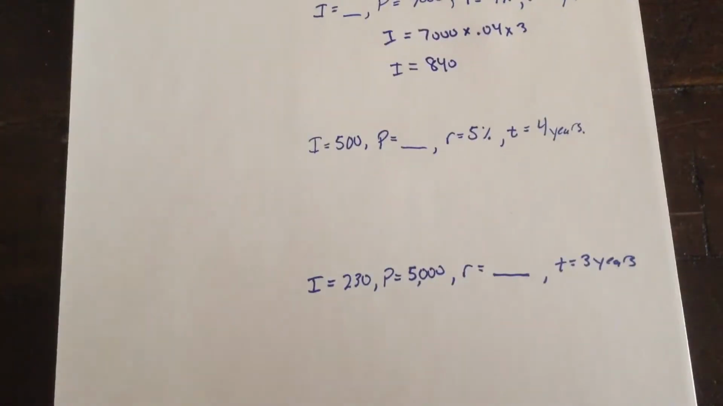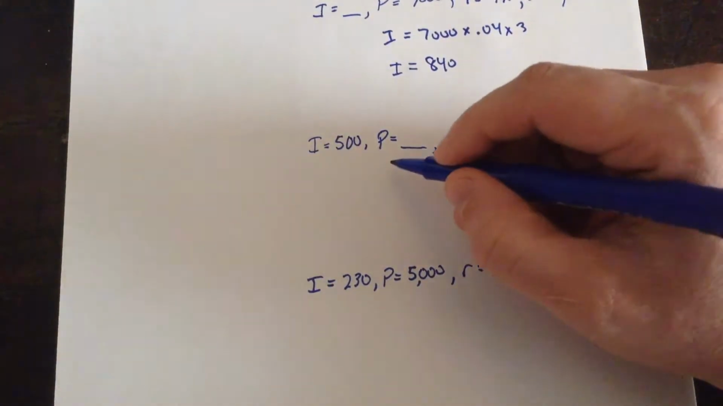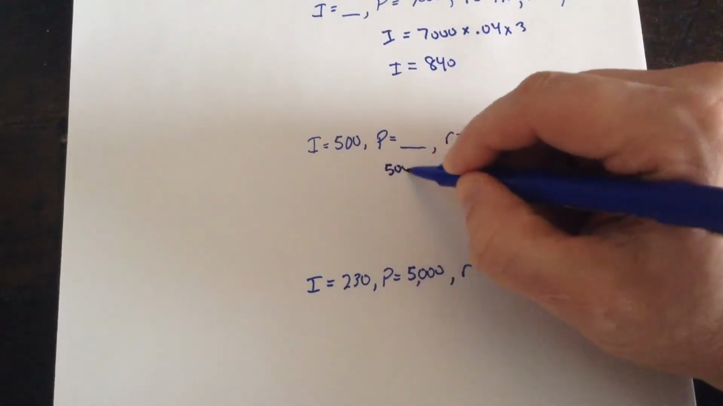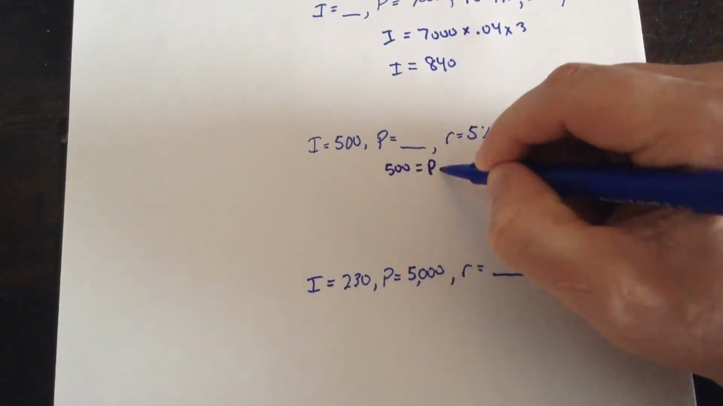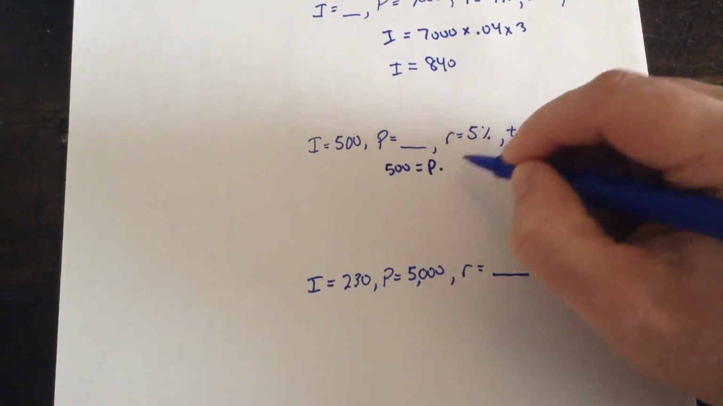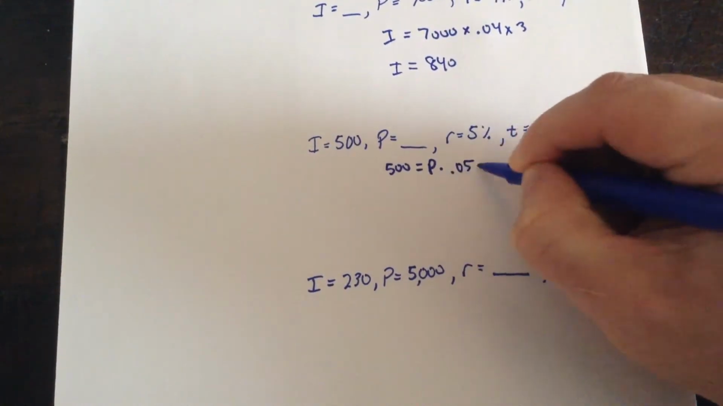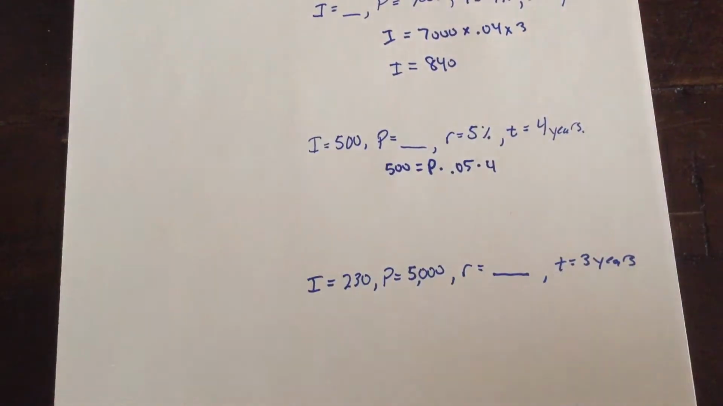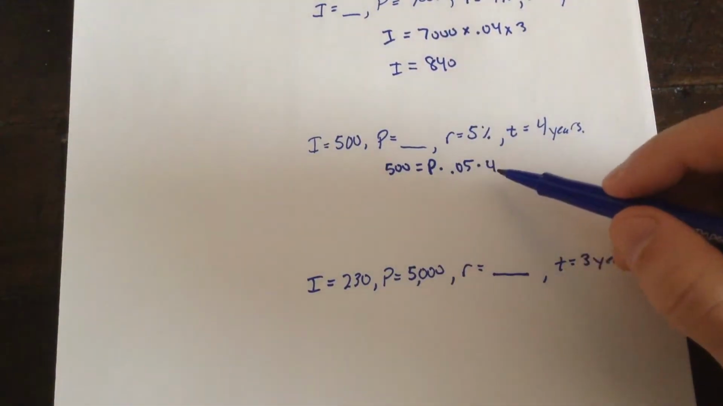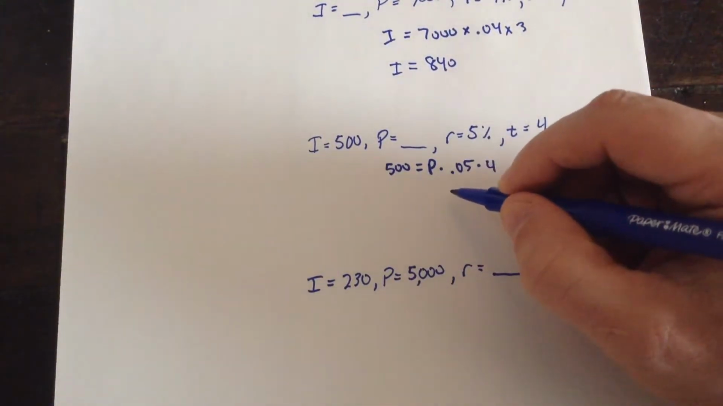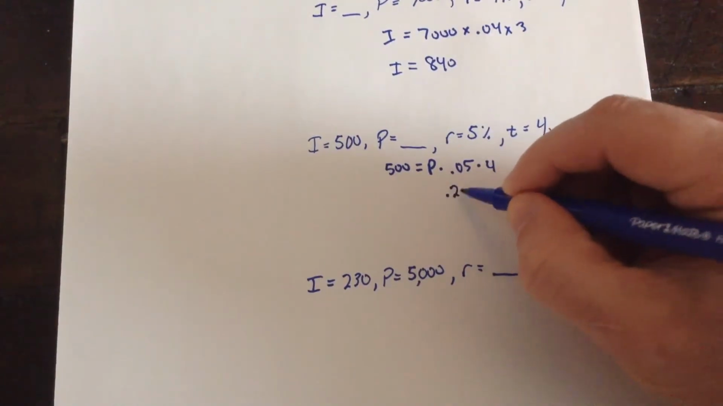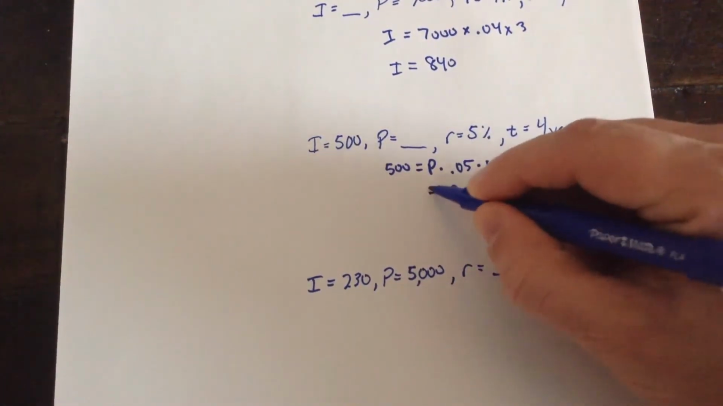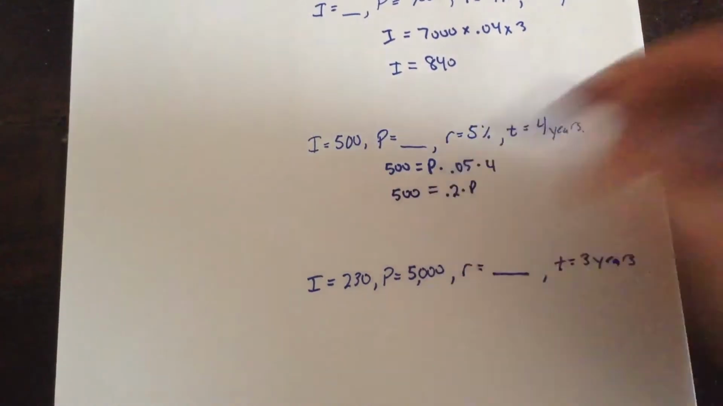Alright, the next problem, it's still I equals PRT, interest equals principal times rate times time. The interest, though, is 500, so I'm going to go 500 equals principal times rate, which is 5, so 0.05 times time, which is 4 years. So I multiply 0.05 times 4, and I get 0.2 times P, and that equals the 500.